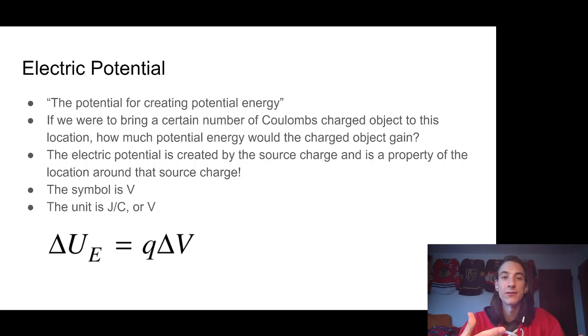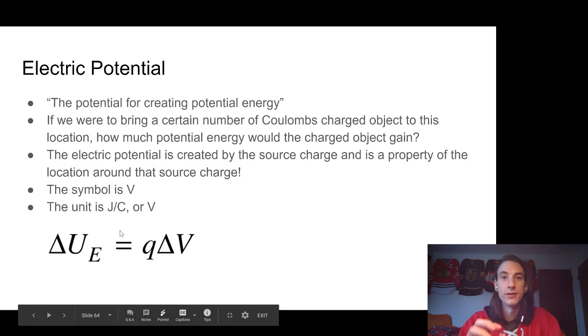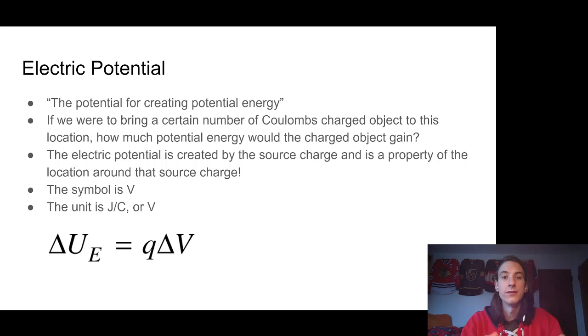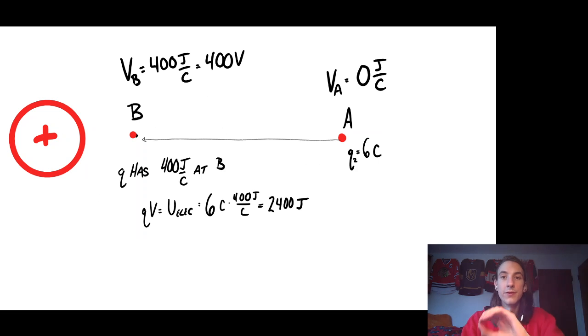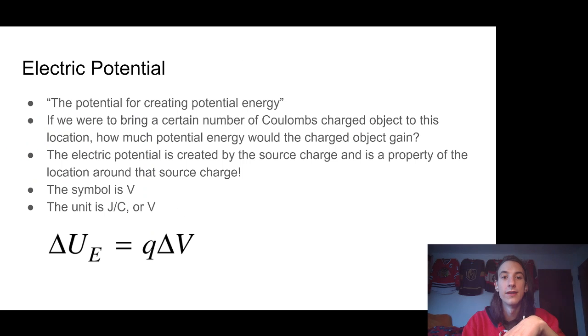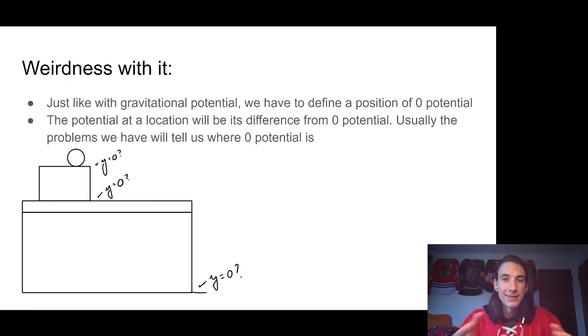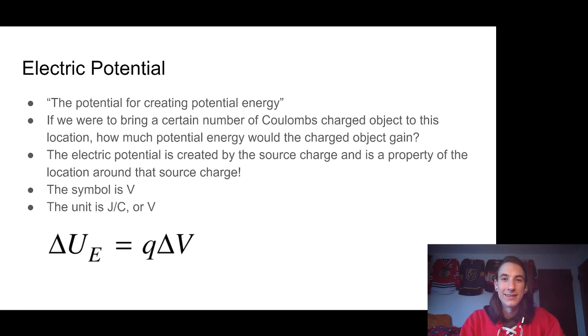The symbol for electric potential is V, and the unit is joules per coulomb, or what we're more used to, volts. And then we have this equation: the change in electric potential energy is equal to the little test charge that will move, the value of the test charge, times the change in voltage. In this case, we went from 0 volts to 400 volts, so our change in voltage was just 400. And then it's a little bit weird. We just talked about this change in voltage.